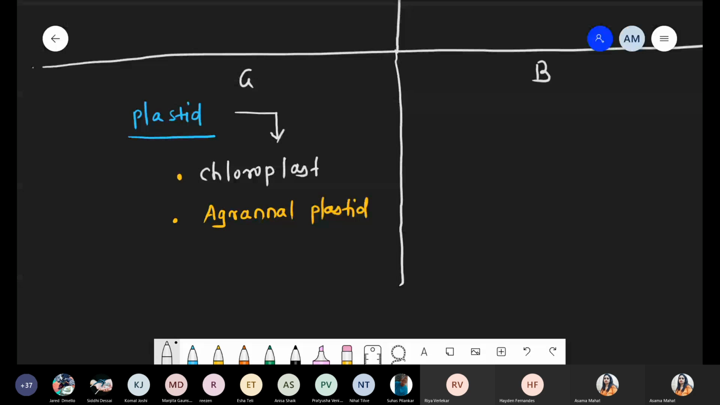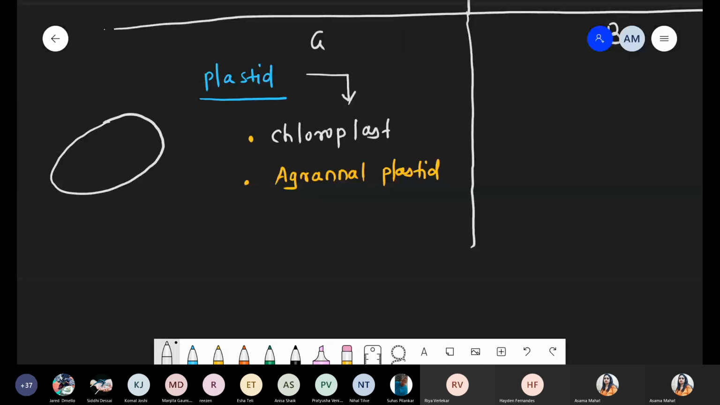Now, if you see the typical structure of the chloroplast, inside the chloroplast thylakoids are present. All those thylakoids are arranged in a linear fashion, and that arrangement is called the grana. Grana means thylakoids arranged in a linear manner. So what is the meaning of agranal plastid? Agranal plastid means thylakoid is present but there is no grana arrangement, no linear arrangement.